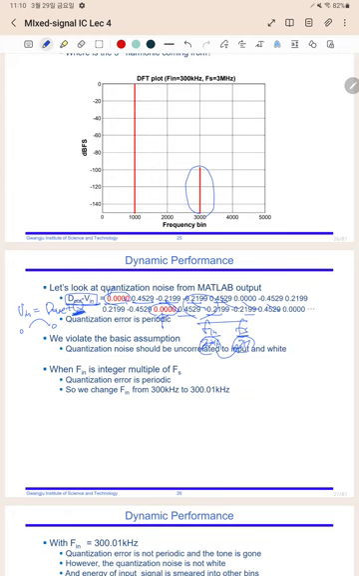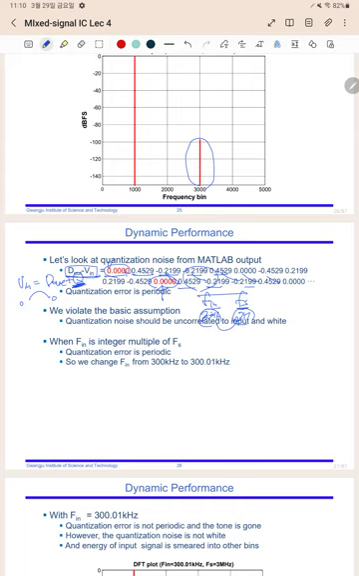So in order to break that periodicity, we can slightly change the input frequency. Like for example, instead of 300K, we can change the input frequency to 300.1K, right? That way, this periodic signal is just gone. Okay.